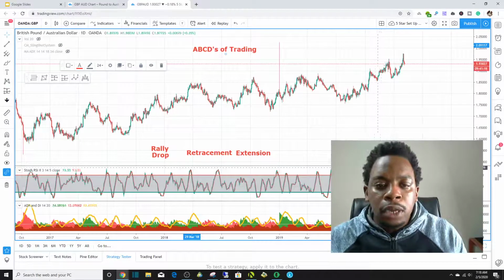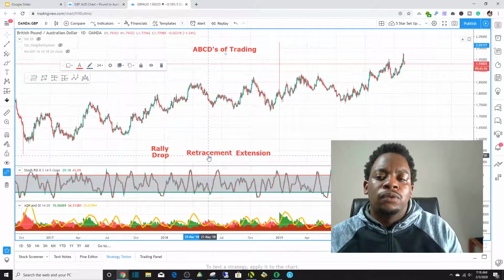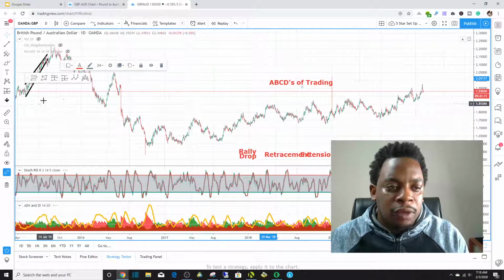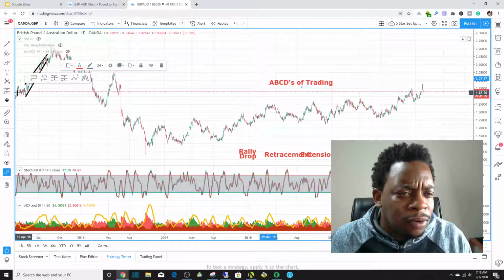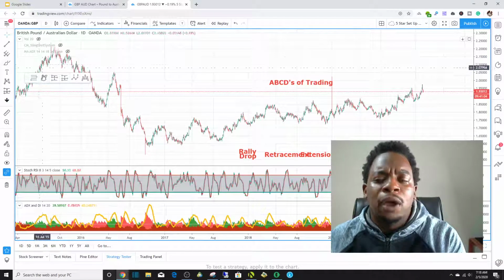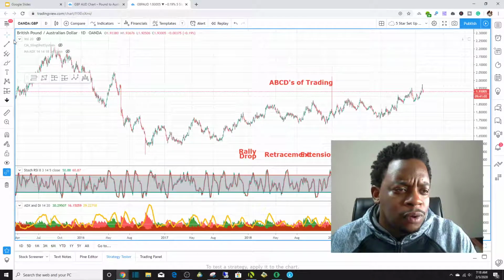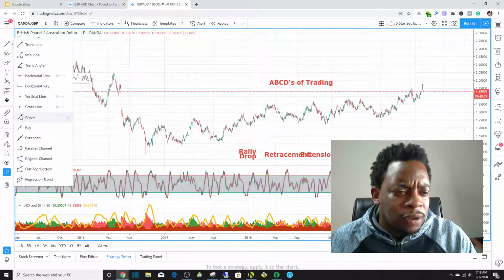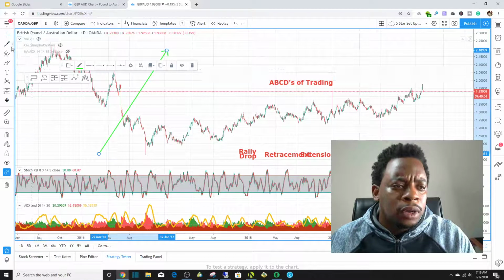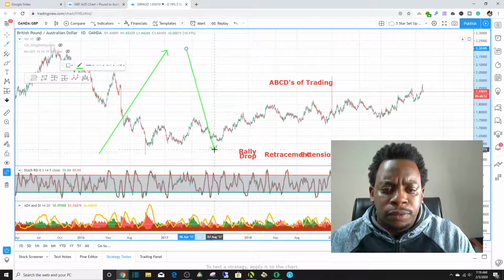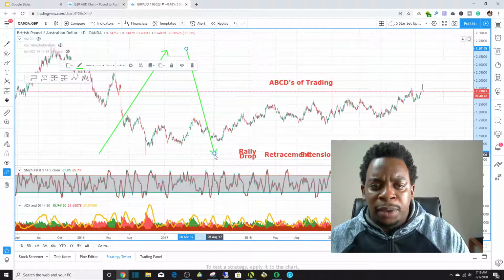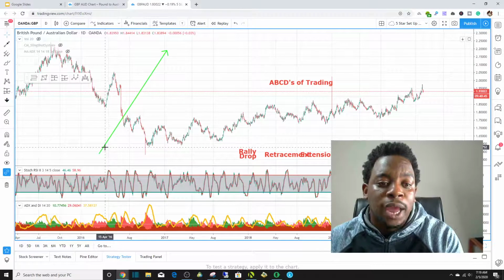So the ABCDs of trading is really based off of this one thing to understand. If you're looking at this chart, this is the Pound Australian dollar on the daily chart, but this can happen on any chart that you're looking at. If you notice, this market, or any market really and truthfully, does not just go up or just go down. What you notice is the market makes waves, and those waves end up creating trends.